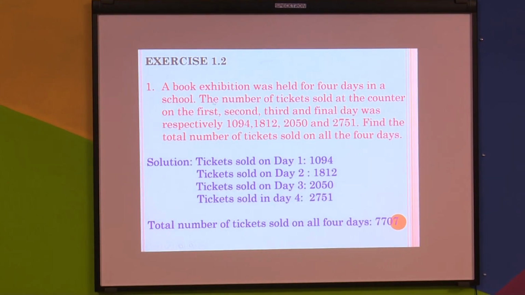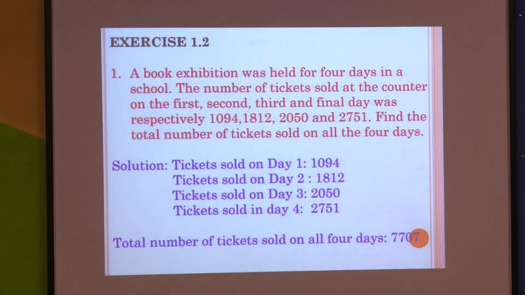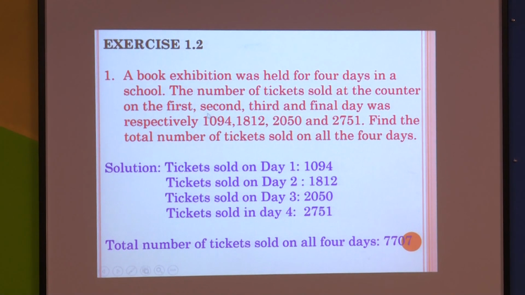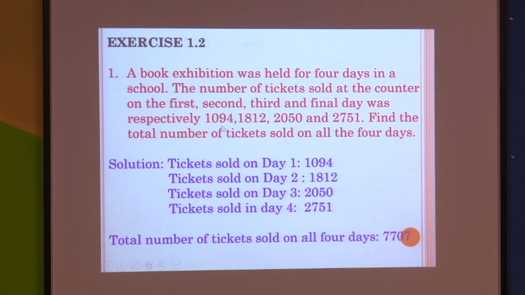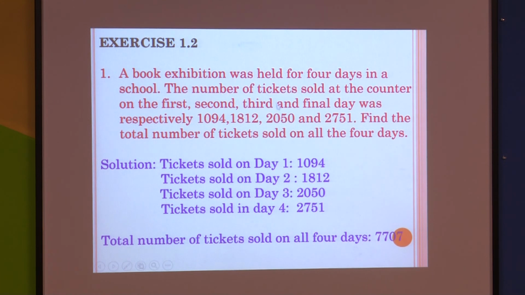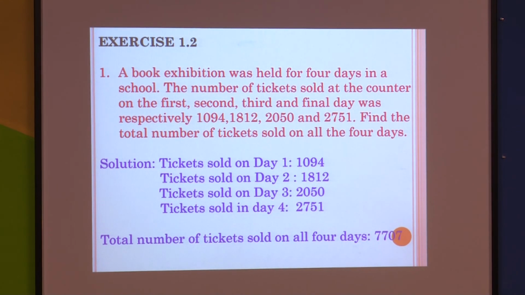First question: a book exhibition was held for 4 days in a school. The number of tickets sold at the counter on the first, second, third and final day was respectively: on the first day it was 1094, on the second day 1812, on the third day 2050 and on the fourth day 2751. So, find the total number of tickets sold on all 4 days.